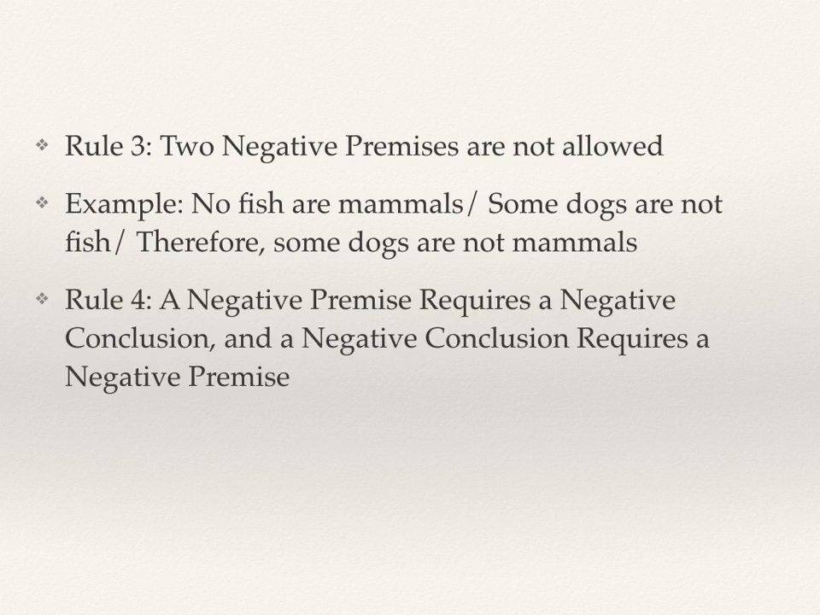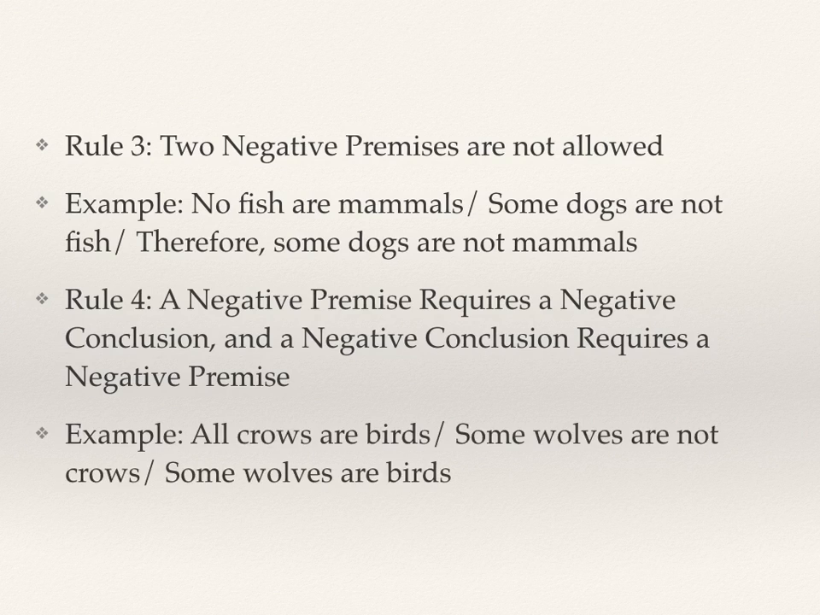Rule number 4, related and similar to rule number 3, if there's a negative premise, then it requires a negative conclusion. And similarly, if there's a negative conclusion, then there must also be a negative premise. Okay, so for example, all crows are birds, some wolves are not crows, therefore some wolves are birds. That's clearly not true. The reason is because we need to have a negative in the conclusion. So we would have to say some wolves are not birds, and then we would have a valid argument.